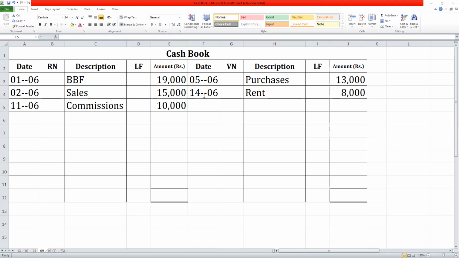The next date is in the electricity account, 19th. It has to be credited to the cash book since it is a payment. 19th of June, electricity, 6,000.